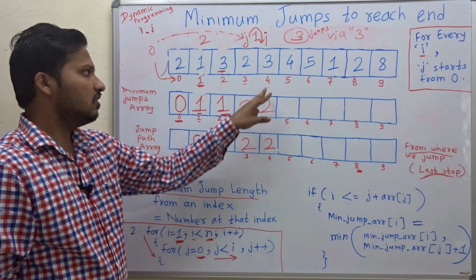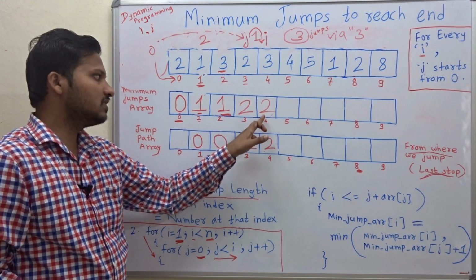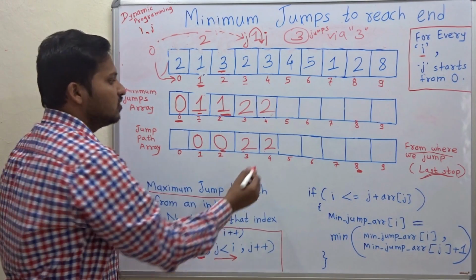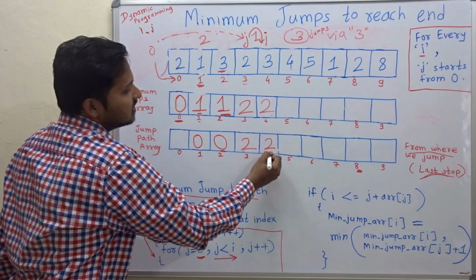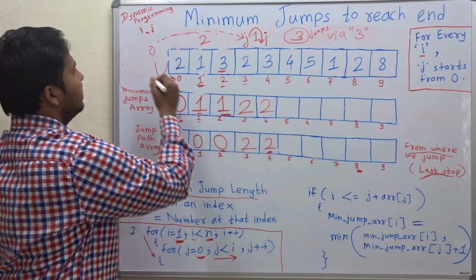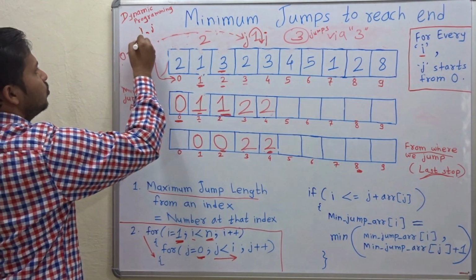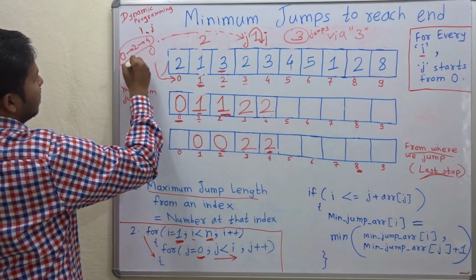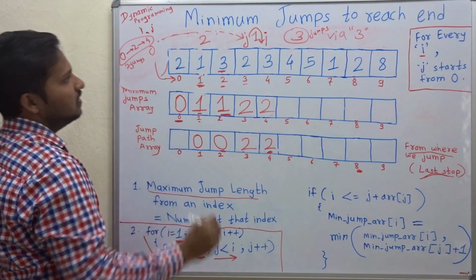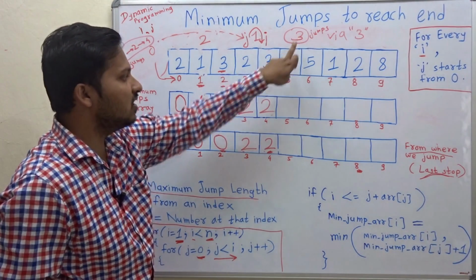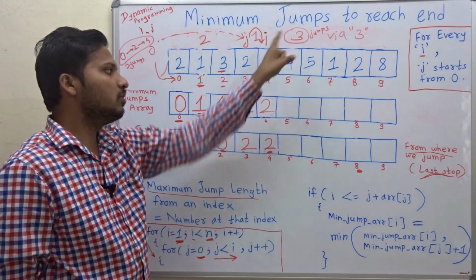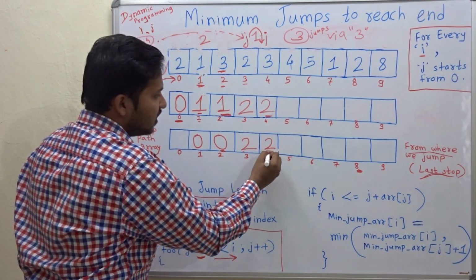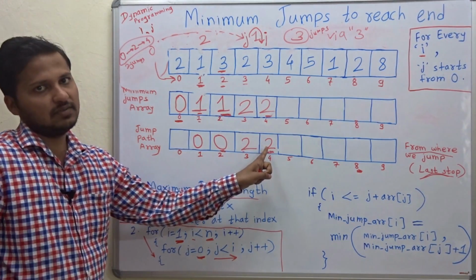But already to reach the 4th index, we have a path which takes only 2 jumps, and that path goes via the 2nd index, from 0 to 2 to 4. This takes only 2 jumps. So we find the minimum of 3 and 2. So minimum is 2. So we keep 2 as it is, and we prefer going via the 2nd index.